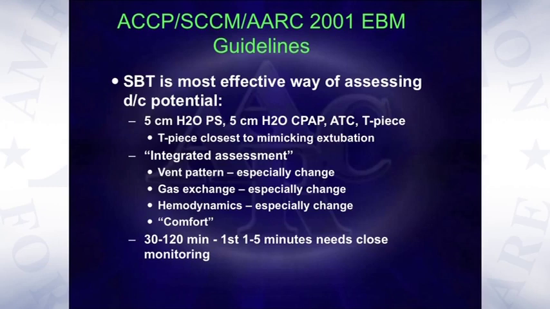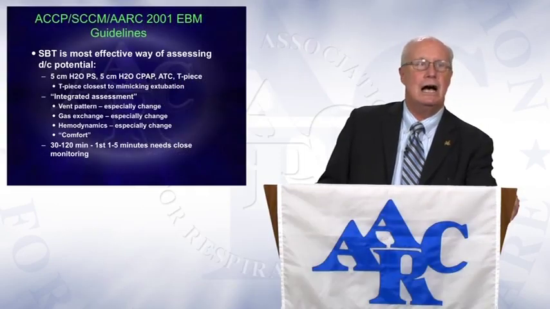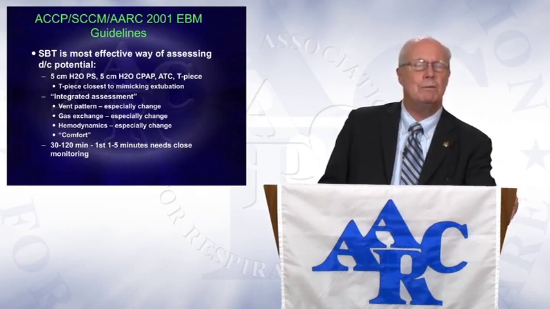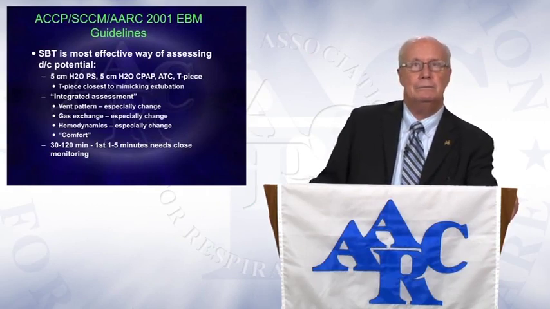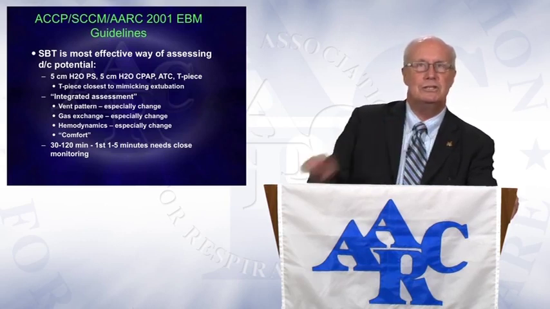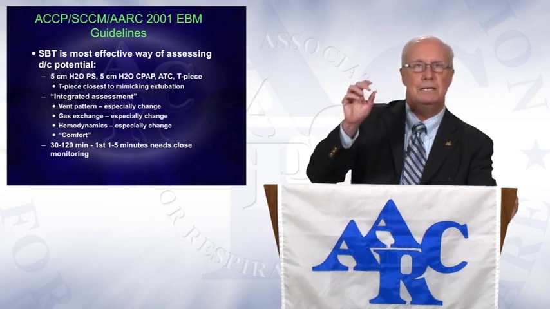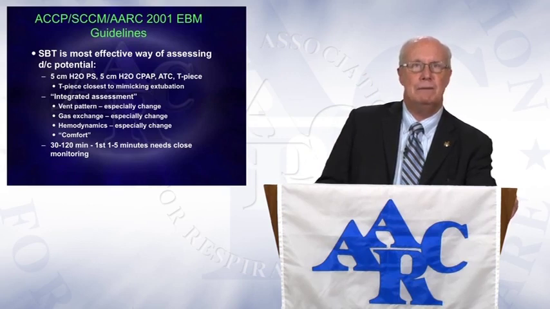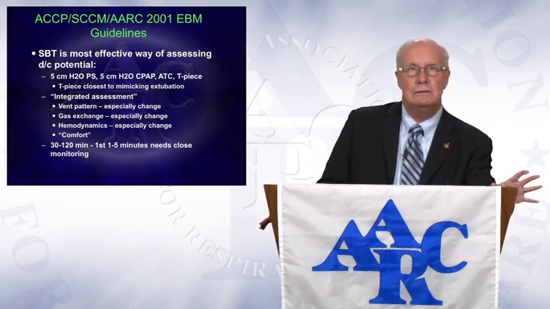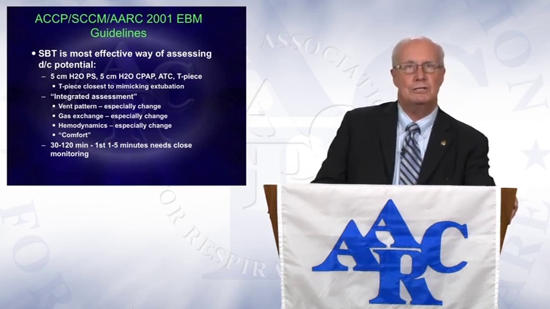So how do you do this? The original guidelines said, take your choice. 5 centimeters of pressure support, 5 centimeters of CPAP, automatic tube compensation features, or just a T-piece, a T-bar. I would point out that the T-piece or the T-bar is probably the closest to mimicking what you're going to see when the patient is extubated. There's going to be post-extubation edema in the glottis and the larynx, and so if you just do a T-piece with the tube in place, it most closely mimics those conditions. But nevertheless, the Guidelines Committee said pressure support, CPAP, etc. were all equally effective.